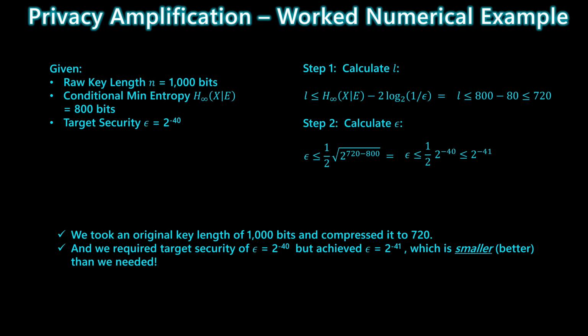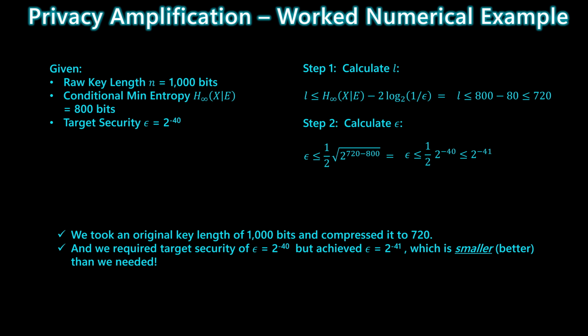And third, we choose a target security level of epsilon equal to 2 raised to the negative 40th power. This means we want the final key to be indistinguishable from perfect randomness, except with a probability of about 1 in a trillion. Using these values, we can now determine how much of the raw key can be safely retained.